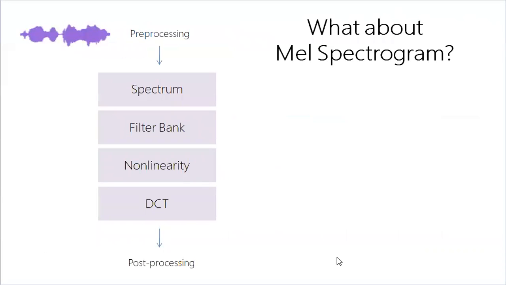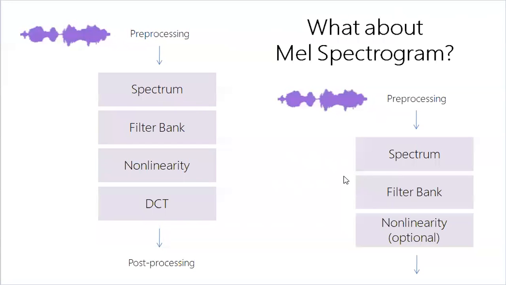And what about Mel spectrogram? So if we look at this pipeline of the MFCC algorithm, we will see that the Mel spectrogram pipeline is quite similar. We just discard the last stage, the discrete cosine transform stage, and nonlinearity becomes optional. Well, actually, Mel spectrogram is just getting the spectrum and applying the filter bank. And if we apply log nonlinearity, then the Mel spectrogram will be called log Mel spectrogram. So basically that's it. We can also say that MFCC is the Mel spectrogram with discrete cosine transform applied to the result.